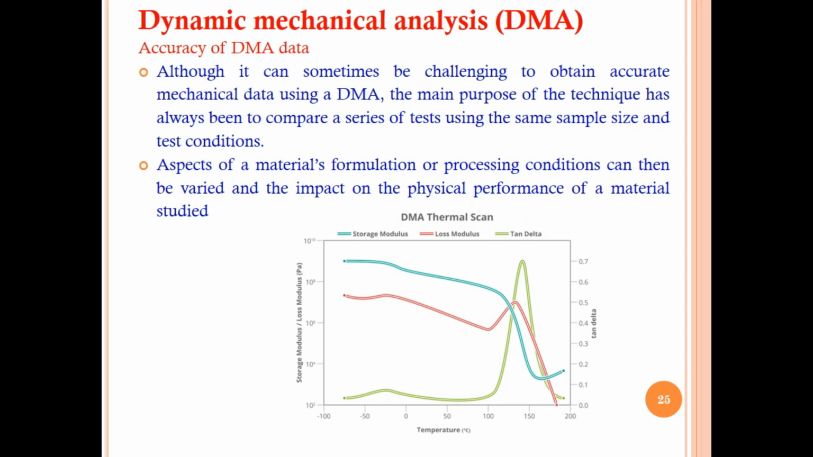Again, this is a DMA thermal scan. It is another type of DMA scan obtained by the DMA instrument for any polymer under investigation. This is again temperature, with storage modulus and loss modulus drawn against the temperature, and on the other side we get the tangent delta. Again, the storage modulus, loss modulus, and tangent delta are shown in this graphical explanation.